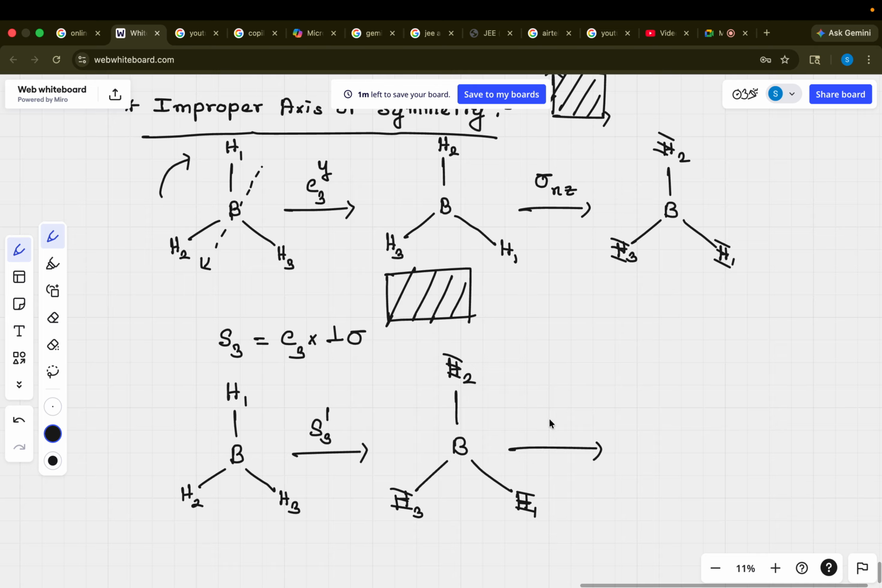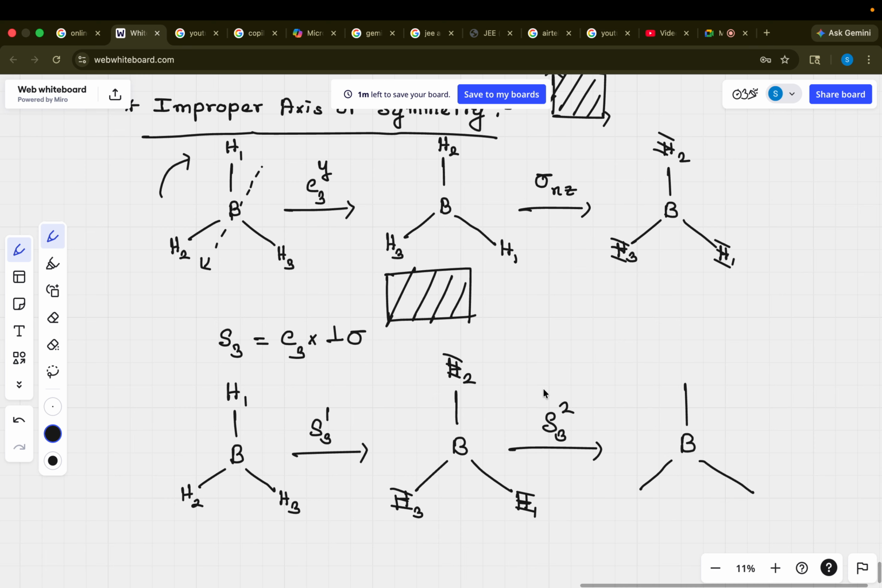Now suppose I am operating S3 another time, S3 squared. So that time what you can see, H3 will go to there. No sorry, not H3, H1 is there, H2, okay fine. So if clockwise, that time H3... no, not H3, because what you can see, okay.